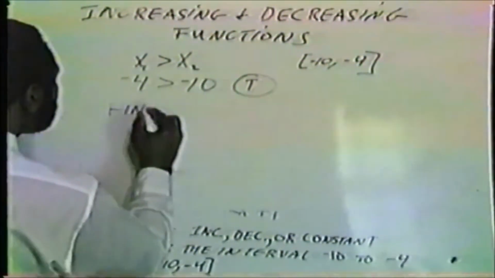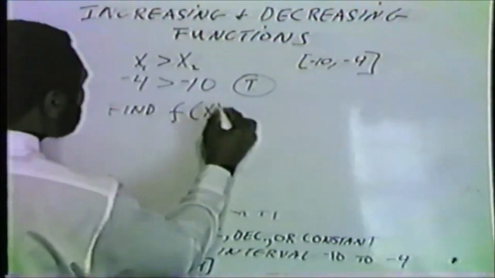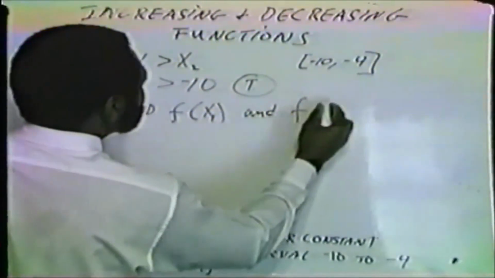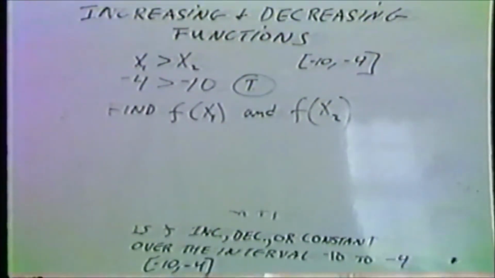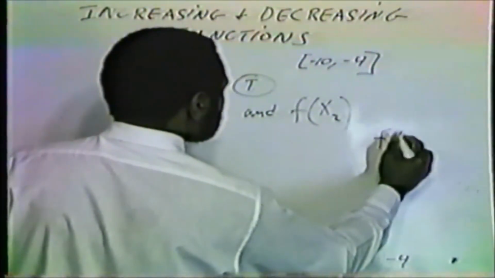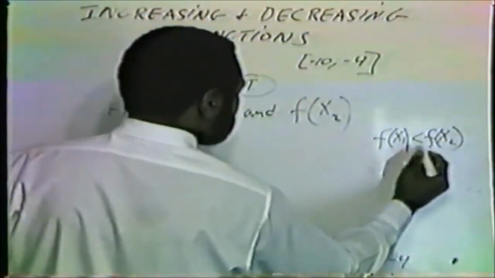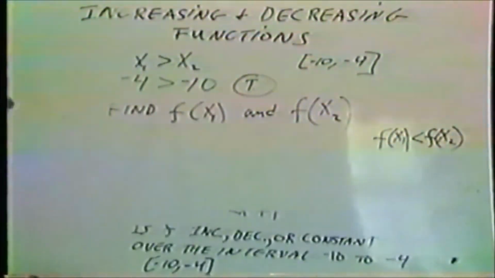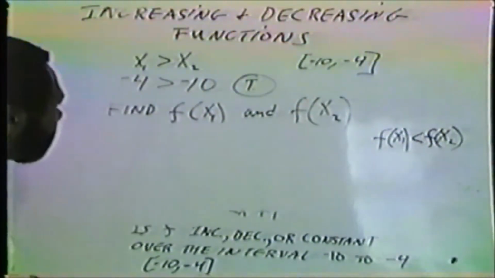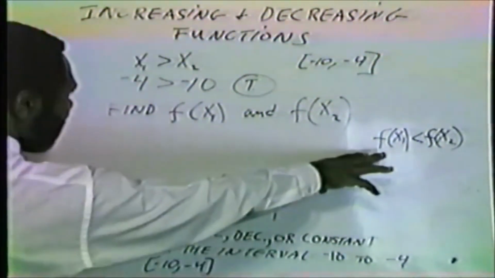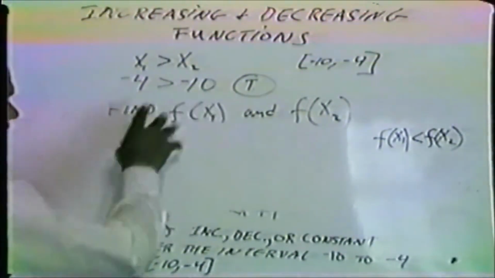have to find f of x of 1 and f of x of 2. If f of x of 1 is less than f of x of 2, if that is true, then the function is decreasing. If it's not true, the function is not decreasing. It might be increasing or it might be a constant function. Since this evidently is true.